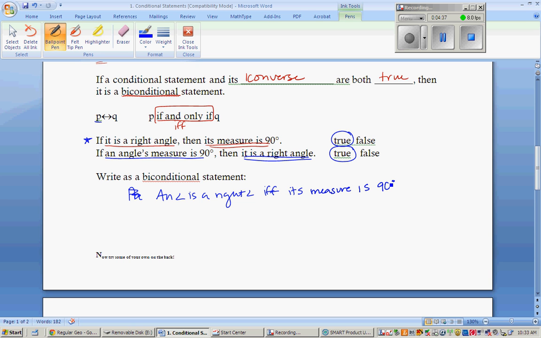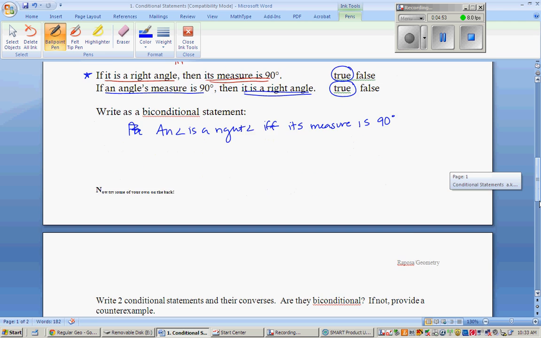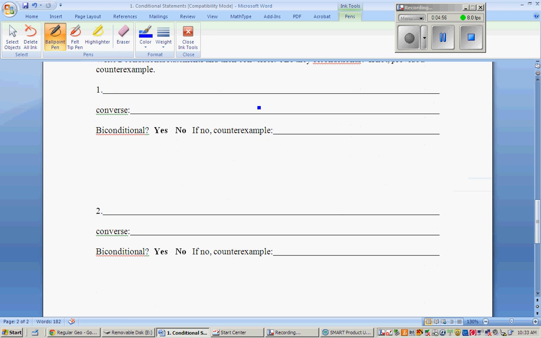So you're going to try a few of these on the back. You're going to come up with two sentences. They don't have to be about math, kind of like the blizzard sentence. If it is raining, then the ground will get wet. Like any if-then statement you want to come up with, write the original conditional, then write its converse, and then determine, is it biconditional or not. If it isn't true in both directions, I want you to give a counterexample to either the first sentence or the second. See you in class.